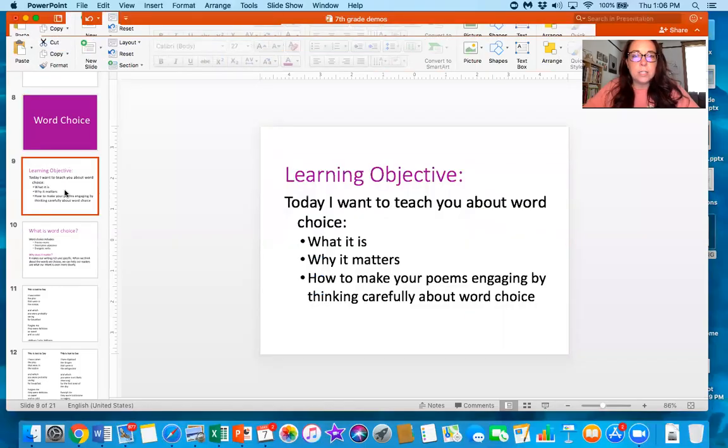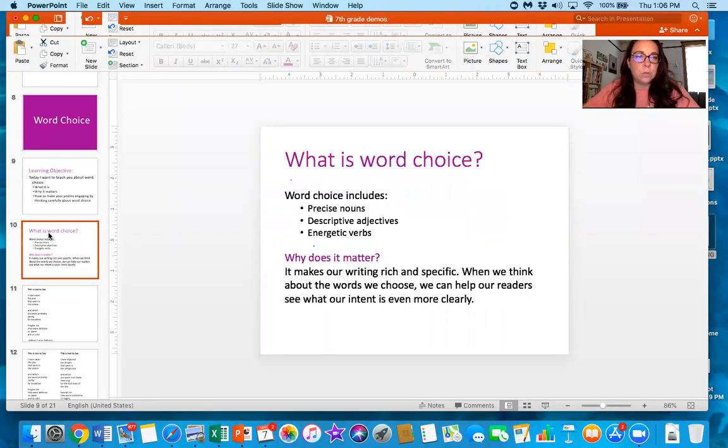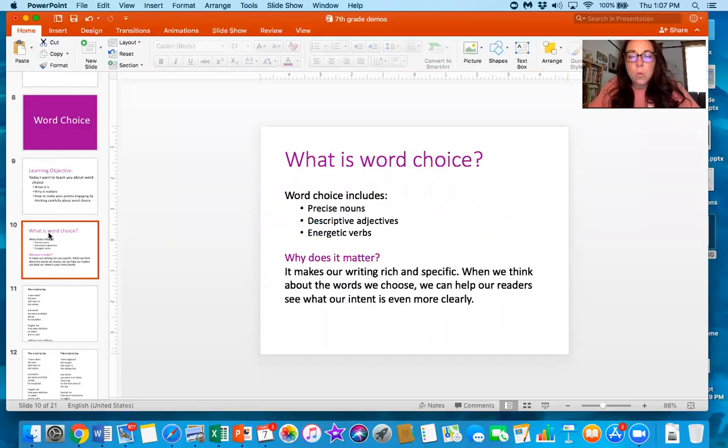What I wanted to teach you today is what word choice is, why it matters, and how to make your poems engaging by thinking carefully about the words you choose. So what is word choice? Word choice means being very thoughtful about the words you choose to put in your poetry or any other writing you're doing. When you are thinking about word choice, you want to have very precise or specific nouns, very descriptive adjectives, and energetic verbs.